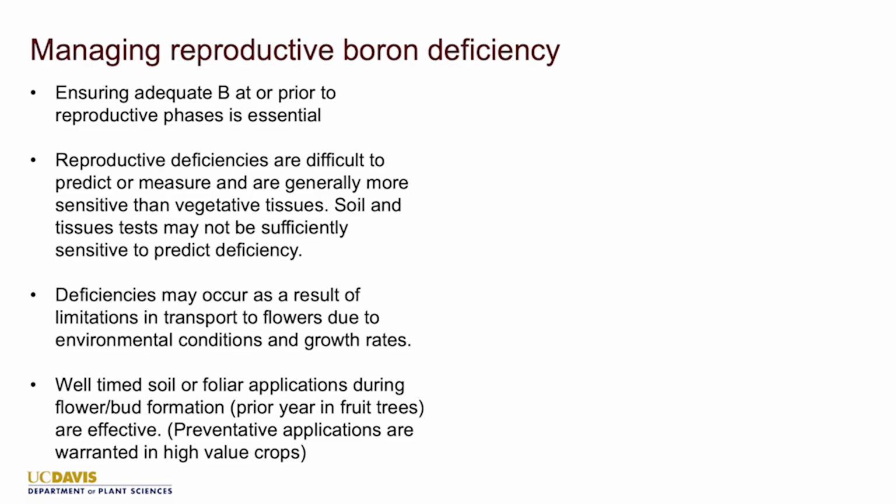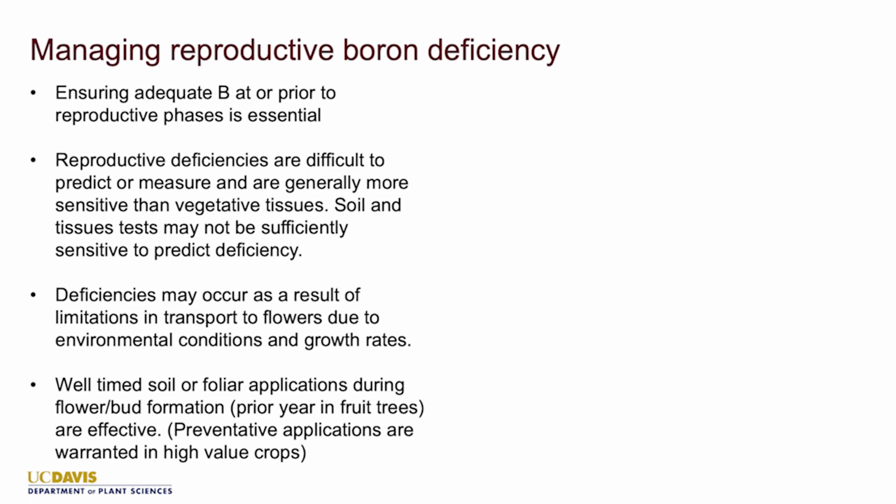The second important point is a tricky one. Reproductive deficiencies are difficult to predict because you need to have information on what is still available in the soil, but you also need to have information on when flowering will occur and how rapid flowering will be. And so it makes it difficult to predict, difficult to measure, but we do know reproductive tissues are generally more sensitive than vegetative tissues. And because of all this variability, soil and tissue tests are often not sensitive enough to give us the advice needed to say, do I need to apply or do I not?